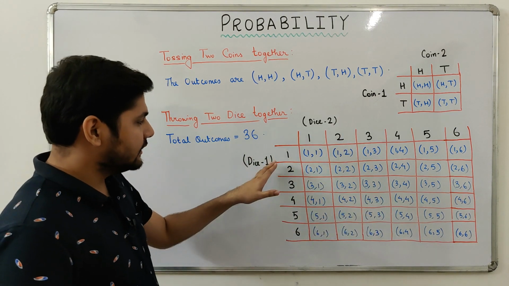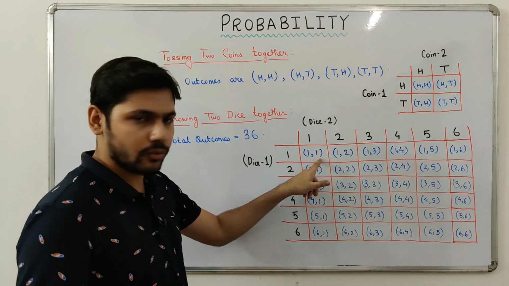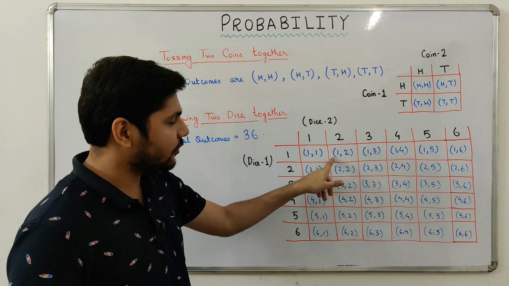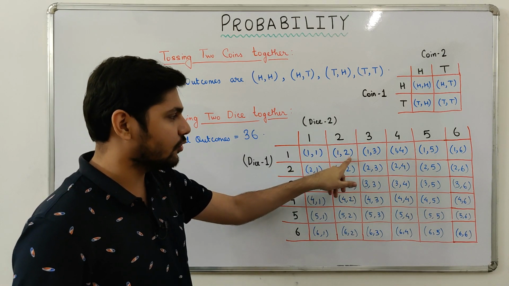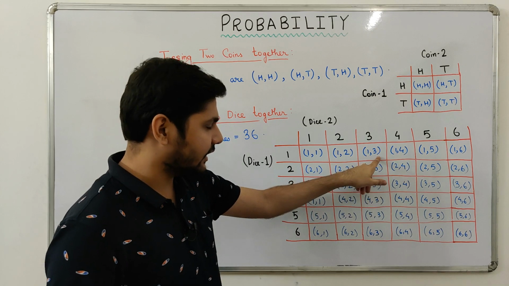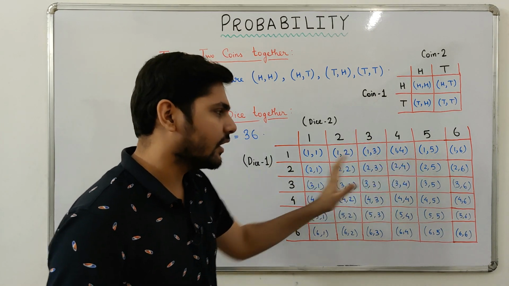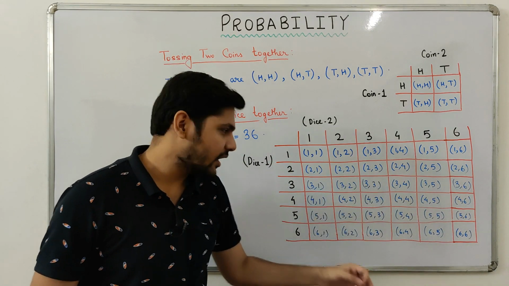So say for the first dice we get 1 and the second dice also we get 1. For the first dice we get 1, but for the second dice we get 2. For the first dice we get 1, but for the second dice we get 3. For the first dice 1, for the second dice 4. So on and so forth.